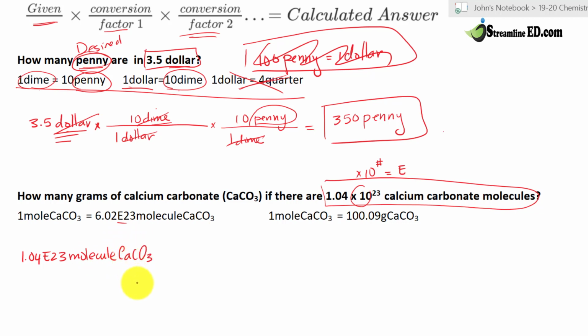Now times our first conversion factor. Which conversion factor do we multiply by? Well, we need a conversion factor that has molecules of calcium carbonate in it. Which one has it? This one has it, so we are going to multiply by that conversion factor. And what we have here is, if this is molecules, down here needs to be molecules as well.